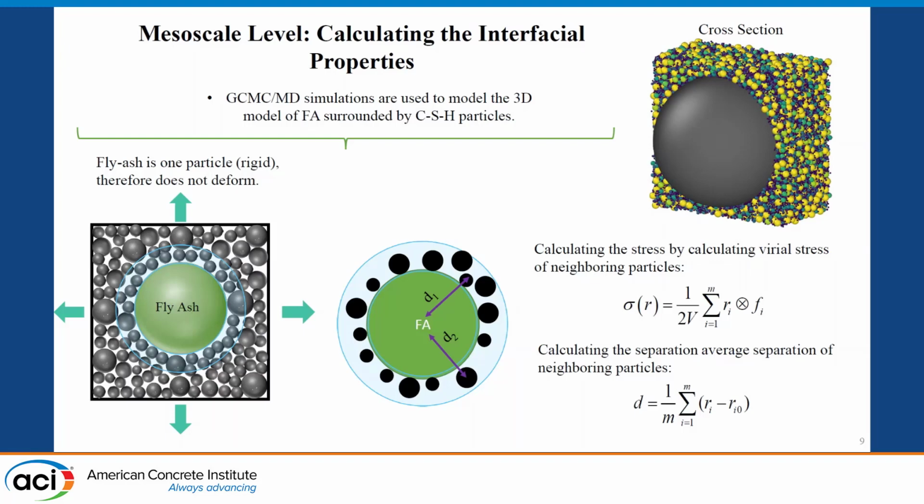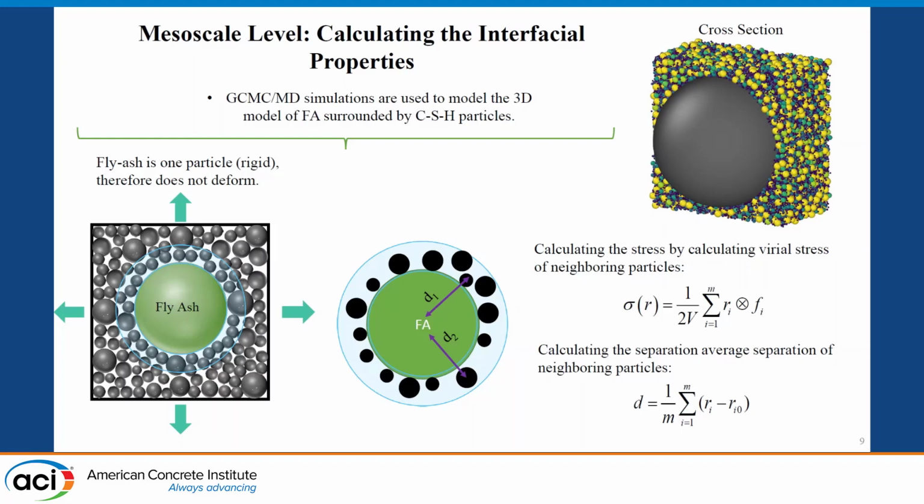In this, rigid fly ash particles are embedded in the colloid medium, those nice colorful spheres. Then what you do is subject this three-dimensional cube to traction in all surrounding directions. Once you do it, of course, there will be deformation displayed by the distance increasing between the particles, between CSH and CSH particles and the CSH particles and the surface of fly ash.